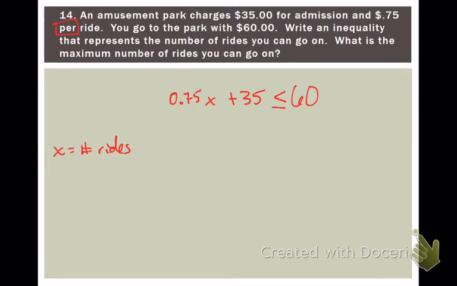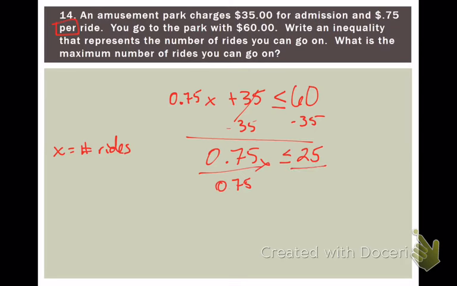A little bit unfair because we haven't talked about using division to solve an inequality, but that's okay because, like I said before, most of the time you're going to do this the exact same way you would do an equation. And we know that we're going to divide by 0.75. And when we do, we get 33.3 repeating, right? So x is less than or equal to 33.3 repeating. Remember, x is the number of rides.